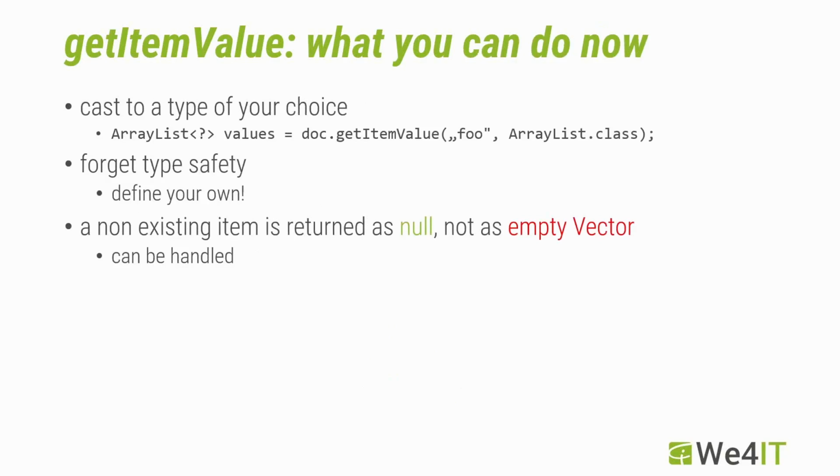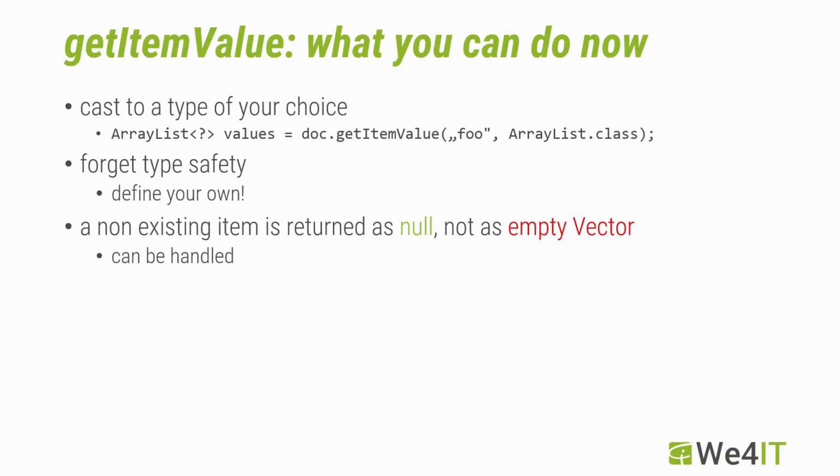So I come now to the GetItemValue method from the ODA, which I love. This is an example of how to use it. You can cast the return value to a type of your choice. This example line says, okay, I want to store that item value in that array list called values. For that, I read the item foo in this case, and the second parameter says, okay, I want to cast it into an array list class. So you can do whatever you want with that values object afterwards, but you don't get into trouble when you are accessing an item that is not existing.